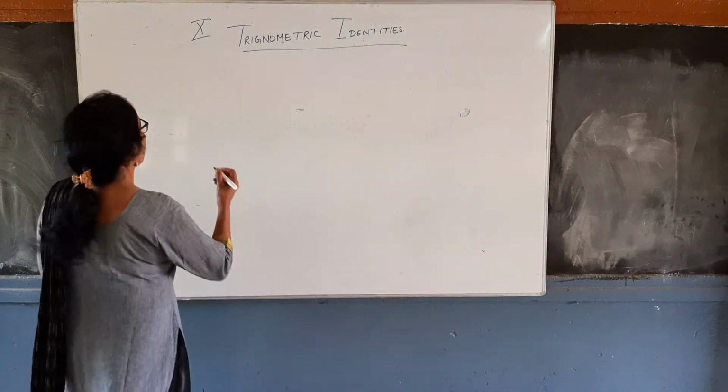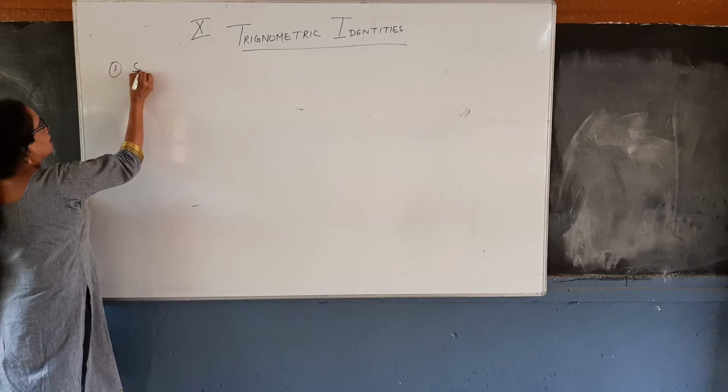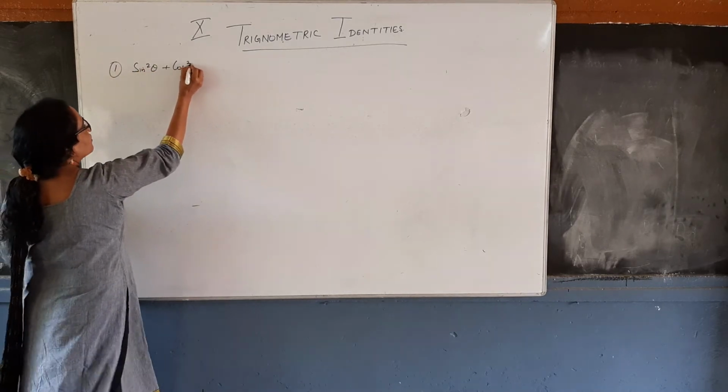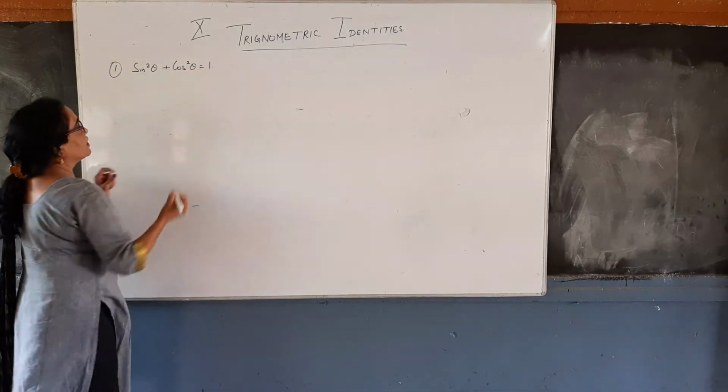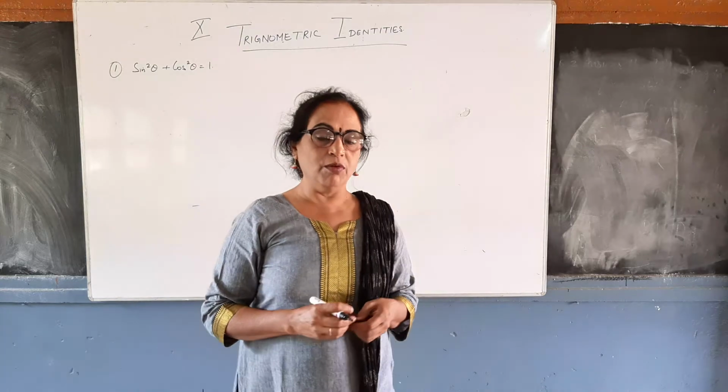Trigonometrical identities are, first one, sin square theta plus cos square theta is equal to 1.